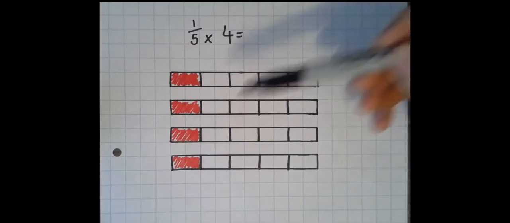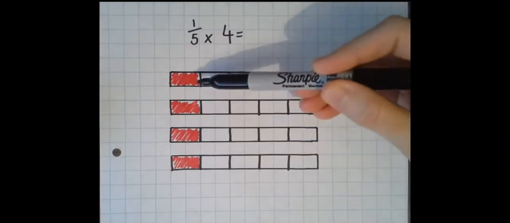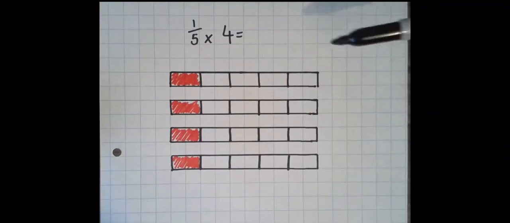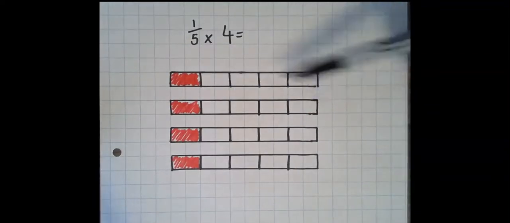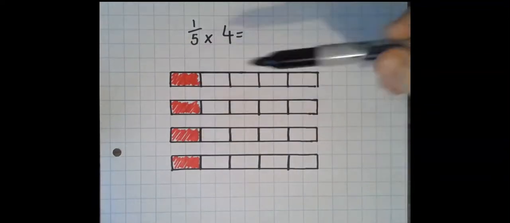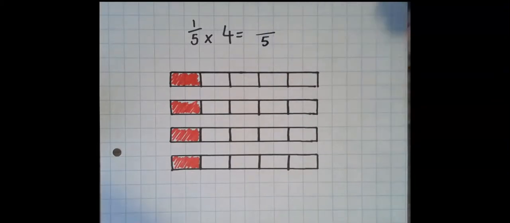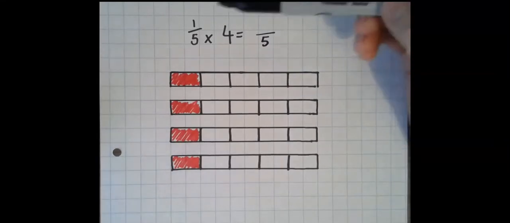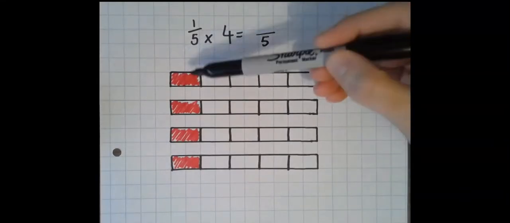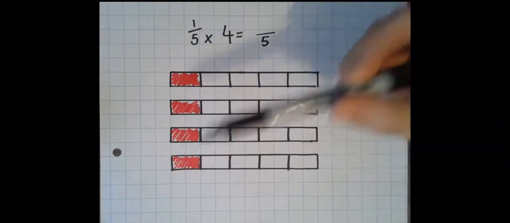And you can see here the size of the pieces haven't actually changed. So on each of these, it's all been split into 5, and we've got one piece of it. So they are still fifths. So our answer is going to be in fifths. We haven't changed the size of the pieces at all, so our denominator will stay the same. And now we just need to count up how many pieces have we got. Well, we've got 1, 2, 3, 4.